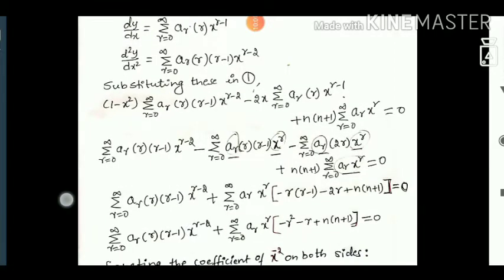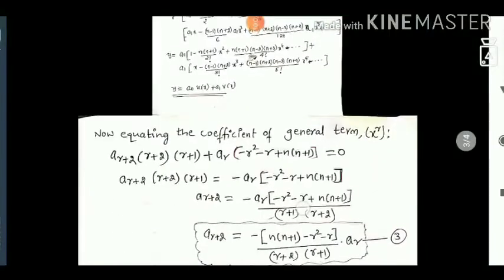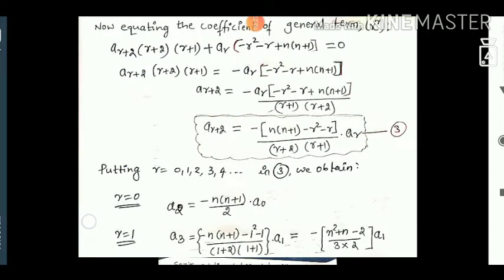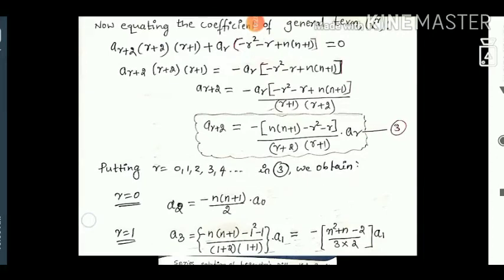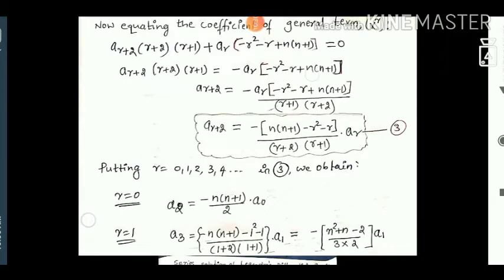From both summations we get the coefficient for x power r. Let me write it. a r plus 2 into r plus 2 into r plus 1 plus ar into minus r square minus r plus n into n plus 1 equal to 0. Now rewrite it by taking one term to the right side. a r plus 2 into r plus 2 into r plus 1 equal to minus ar into minus r square minus r plus n into n plus 1. Let me write a r plus 2 equal to minus ar into minus r square minus r plus n into n plus 1, by r plus 1 into r plus 2.